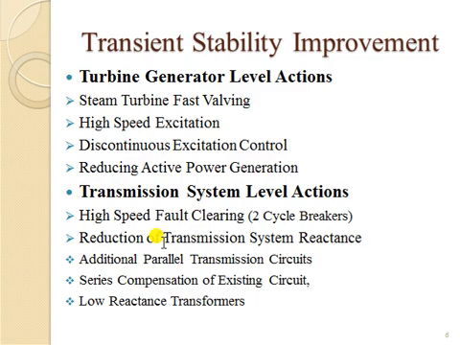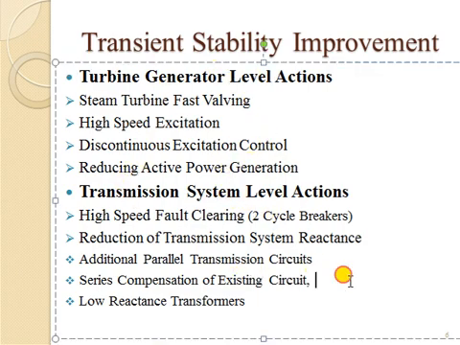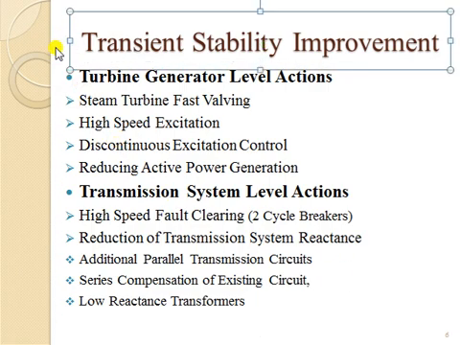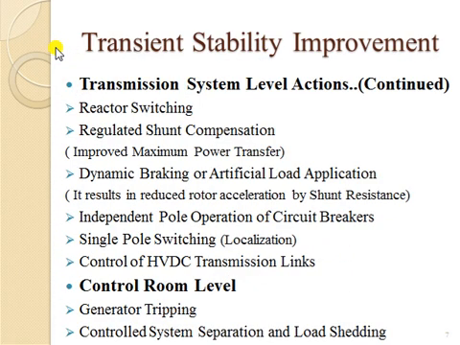Another solution is that whatever transformers you are using always add to your overall system reactance, so you can use low reactance transformers. That is another technique. These are turbine generator level actions, and these are transmission system level actions. So now let us understand some more transmission system level actions.